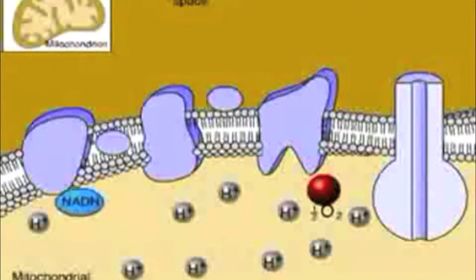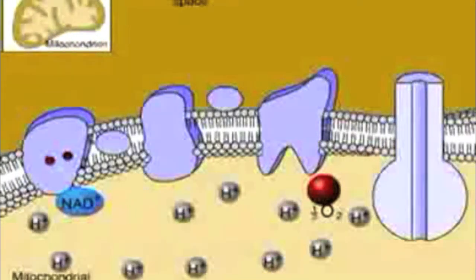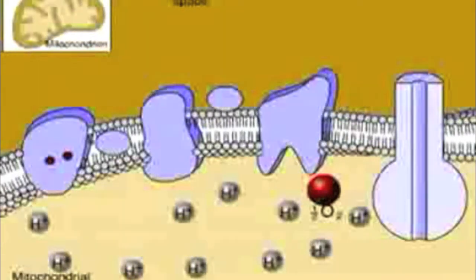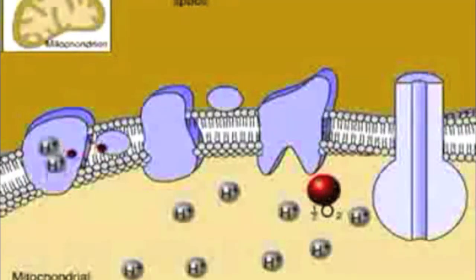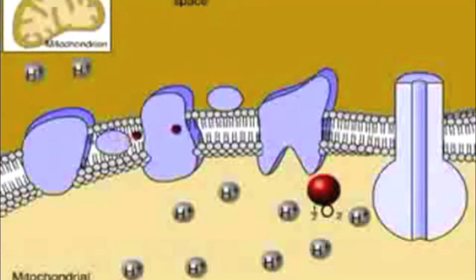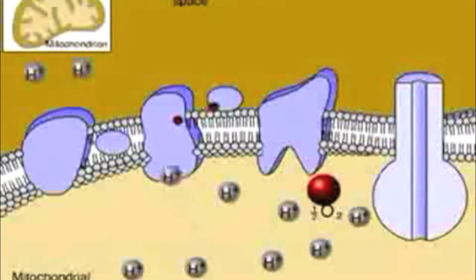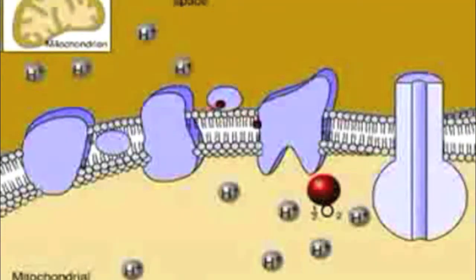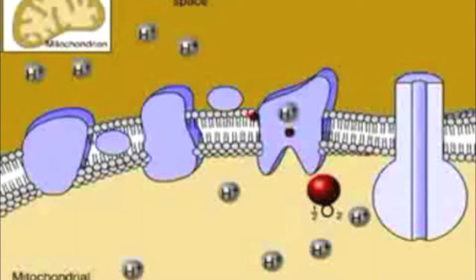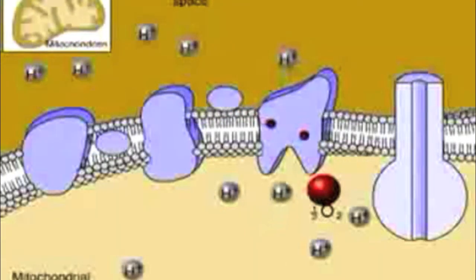There, NADH and FADH2 are oxidized, releasing 1 hydrogen plus ion from each, which is then pumped through a channel protein and out into the mitochondrial matrix between the inner and outer mitochondrial membranes. This establishes a proton gradient between the inner mitochondrial membrane and outer mitochondrial membrane.